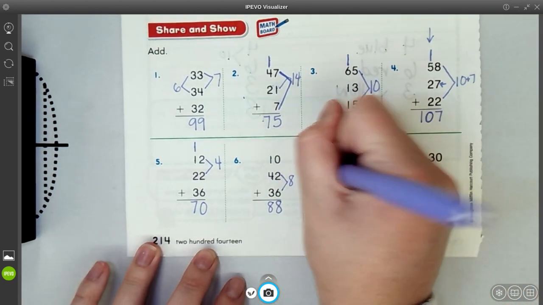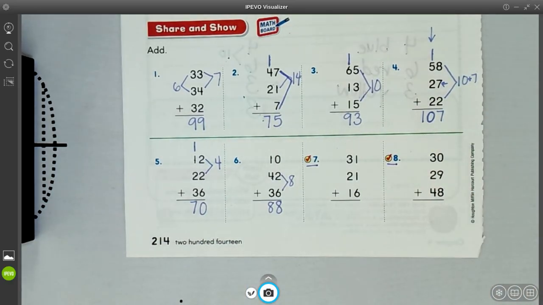Please try numbers 7 and 8 on your own. Press play once you have your answer, and we'll go over them.